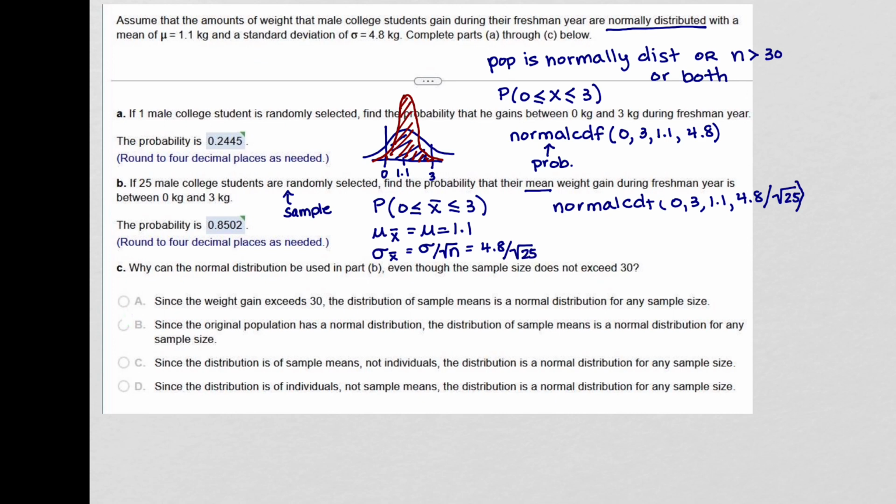So let's see. Since the weight gain exceeds 30, no, that doesn't make any sense. Since the original population has a normal distribution, okay, so that's what we just said. The distribution of sample means is a normal distribution for any sample size, and that's the one that we want to choose right there. Okay, so that's how you do that problem.